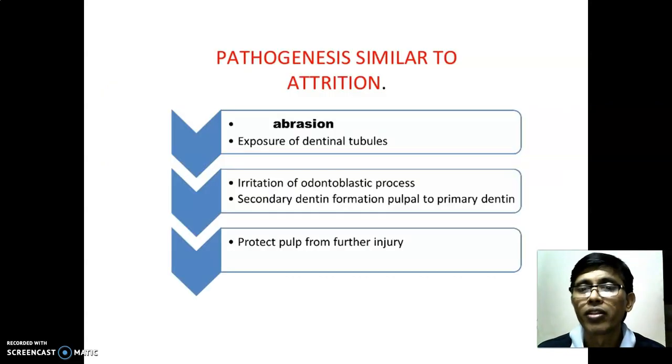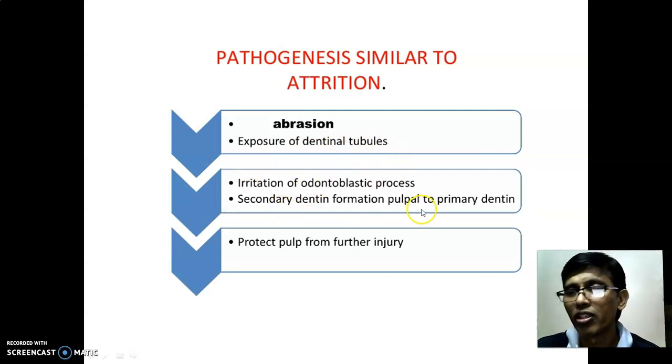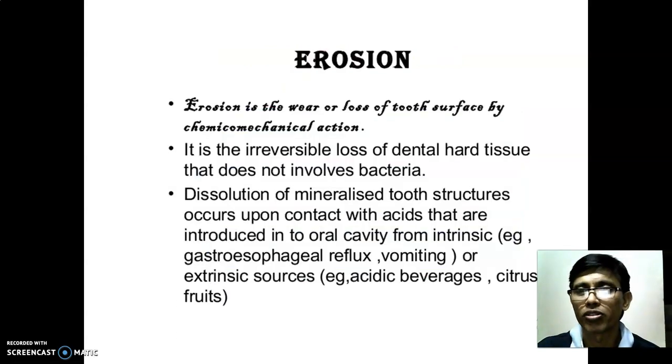Right? Then the pathogenesis is similar to abrasion. It is the same: exposure of the dentin and tubule, irritation of the odontoblastic process, secondary dentin formation, pulpal protection to the primary dentin, and protection of the pulp from further injury. So once the secondary dentin forms, it will be protected from further injury.